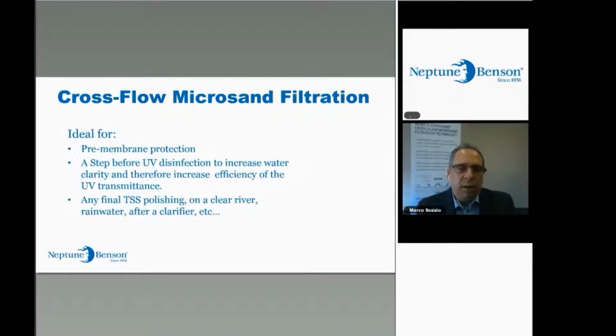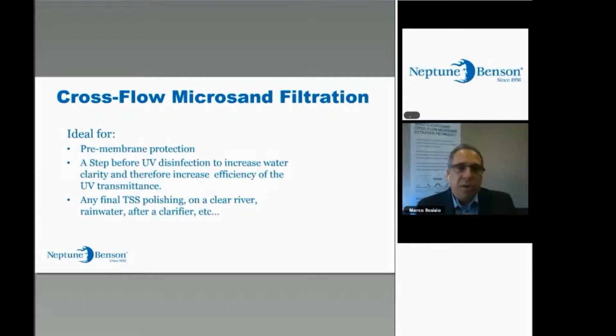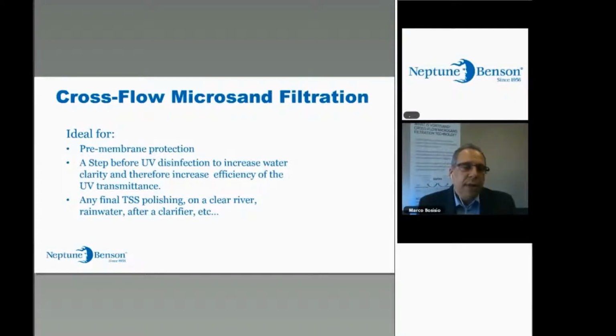Again, it is ideal for pre-membrane protection simply because it can go down to 1 micron and less, which are often the small particles that create fouling. It has been shown that, for example, in cooling systems, particles below 5 micron are the ones that stick to the surfaces. So being able to capture 5 micron particles and less without using chemicals is a huge feature that is available through the microsand filtration.